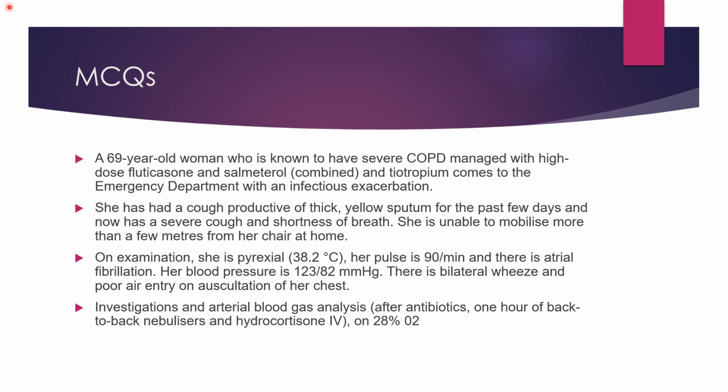So a 69-year-old woman with COPD is managed with high-dose inhaled corticosteroids, salmeterol, and tiotropium. So she's using triple therapy and comes to the emergency with an infectious exacerbation. There is cough, yellow sputum, and shortness of breath. She's unable to mobilize more than a few meters. On examination, she is pyrexial. The pulse is 90. There is atrial fibrillation. Blood pressure is normal. Bilateral wheeze and poor air entry on auscultation of her chest.